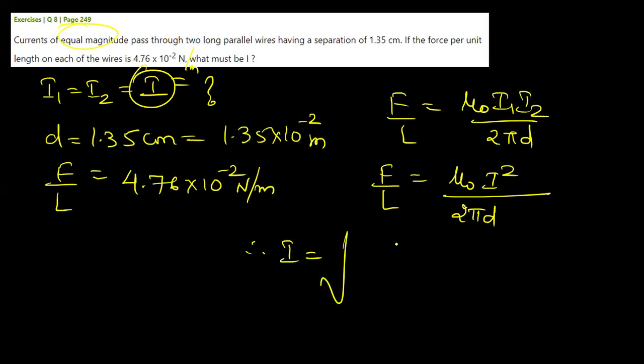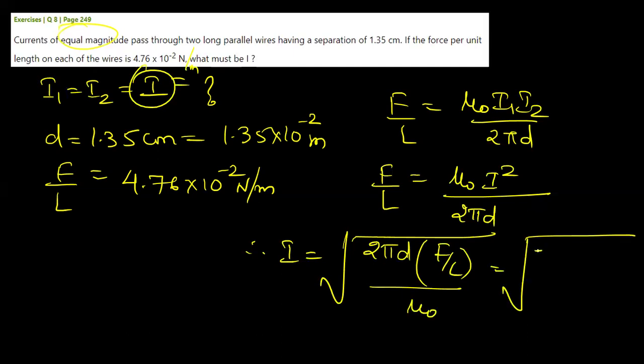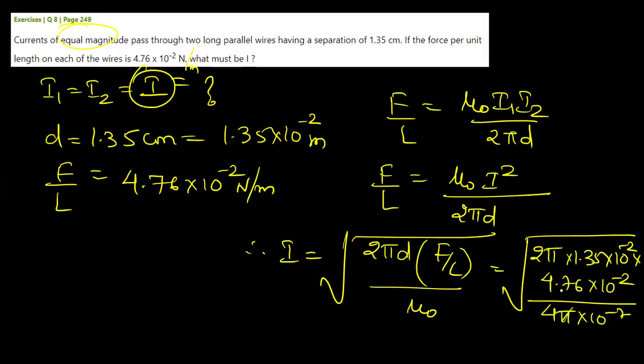So I can write I will be equal to square root of 2 pi d into F upon L divided by mu naught. So now you put the value. That will be 2 pi into d value. D value is 1.35, 4.76 into 10 raised to minus 2 divided by mu naught, that is 4 pi into 10 raised to minus 7. So you cut this pi and all. When you solve this, you get the answer. So answer will be 56.7 ampere. That will be your answer. Just do the calculation and get the answer.